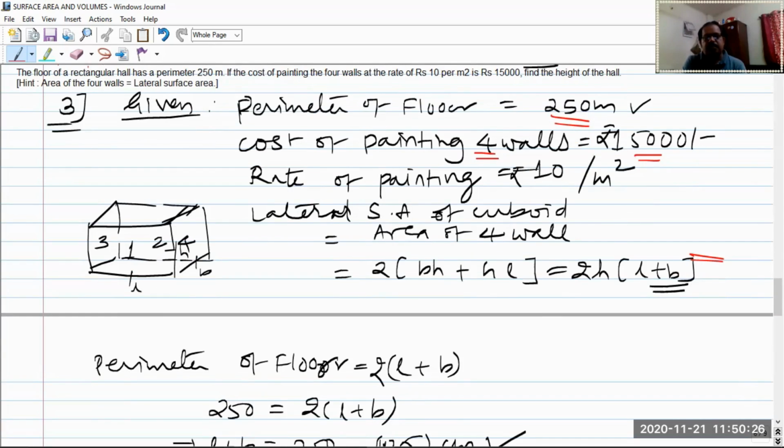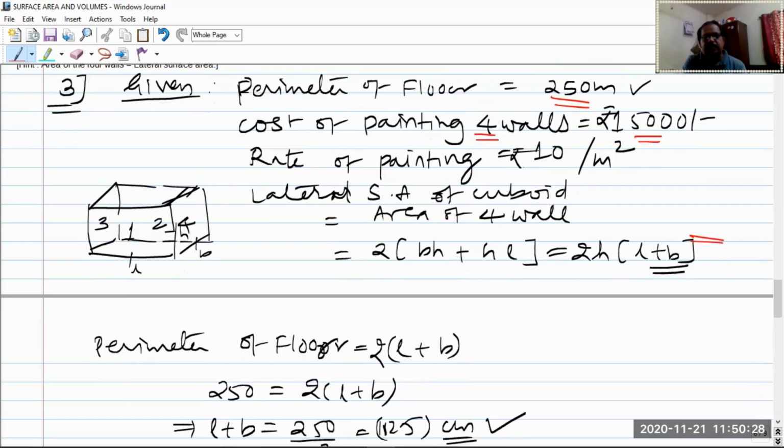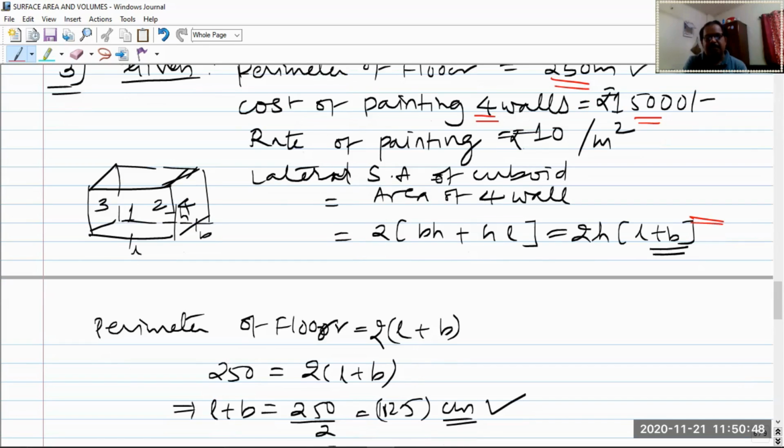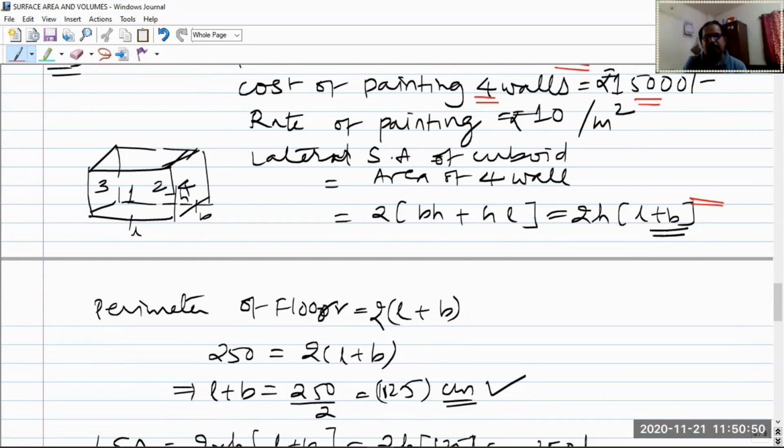So students, before finding this lateral surface area, you are given the perimeter of the floor. How can you find the perimeter of a floor? The floor is again in rectangular form having the dimensions length and breadth. So it is given by twice (L + B), and as you are given that the perimeter is 250 meters, we are able to find L + B from this.